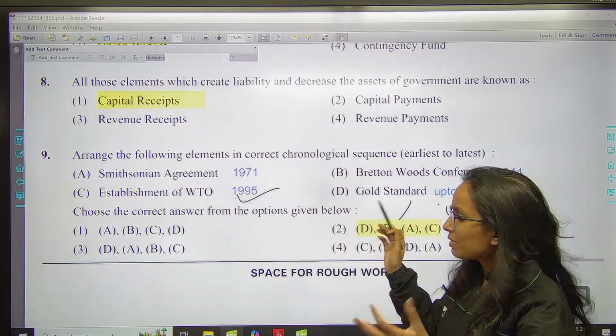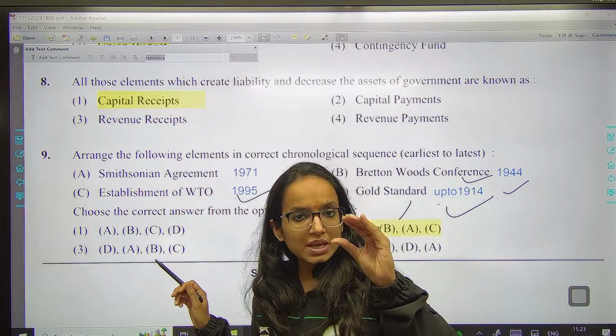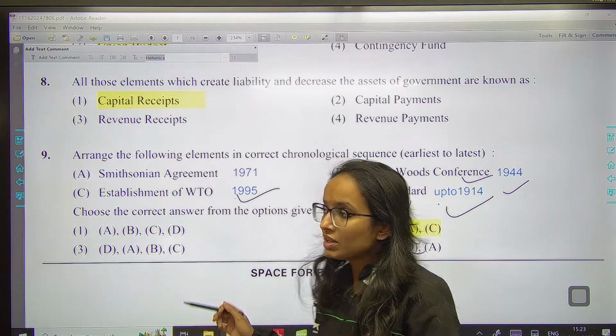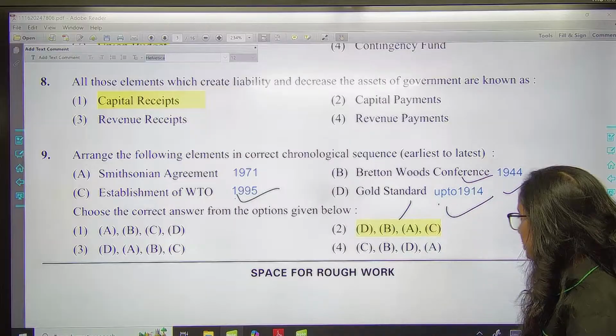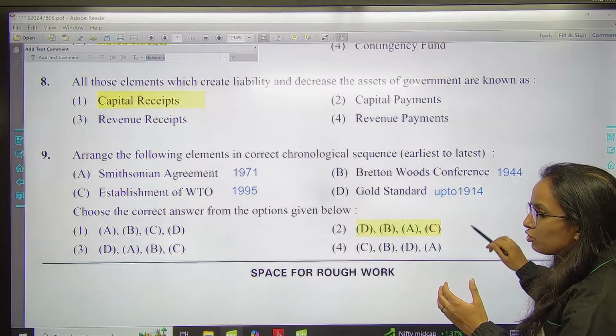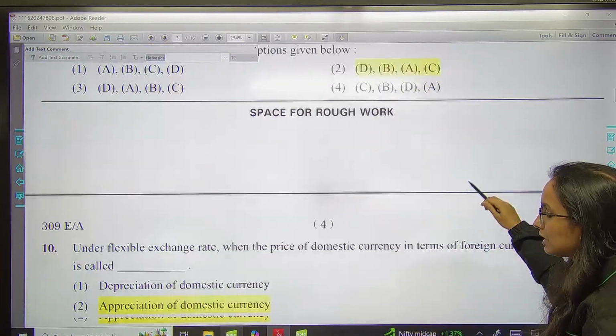Now in your syllabus all these have been mentioned. So you should also know the sequence of all the events. They are asking you these kind of questions, right? The correct sequence. If you know one or two, you can eliminate at least.